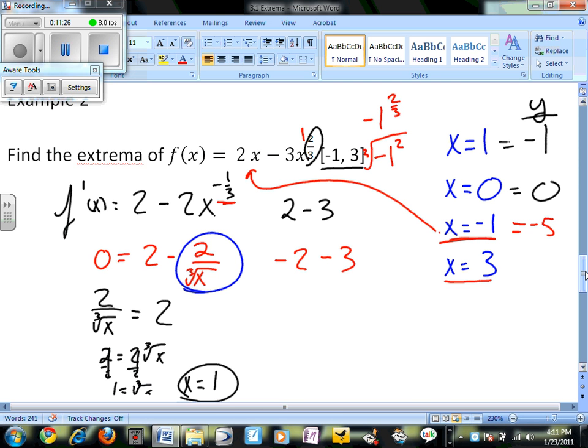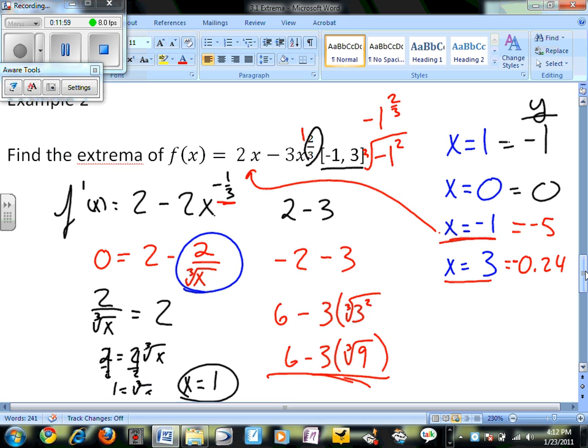And then we're going to do x equal to 3. So when I plug 3 in here, I get 6 minus 3 times 3 to the 2/3 power. To maybe clarify a little better, I'll put it like that. So I have 6 minus 3 times the cubed root of 9, which is not an easy number, and I plug that in my calculator. I'm going to get -0.24 is what I'm going to get when I plug that. I plug this into a calculator because that is not a nice number at all.